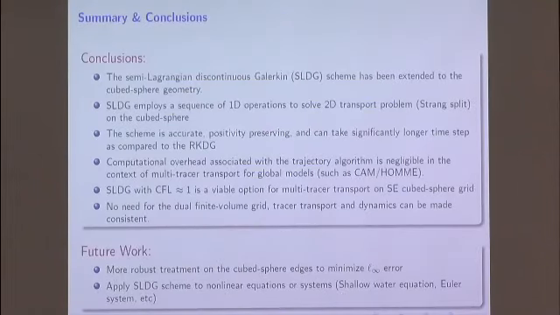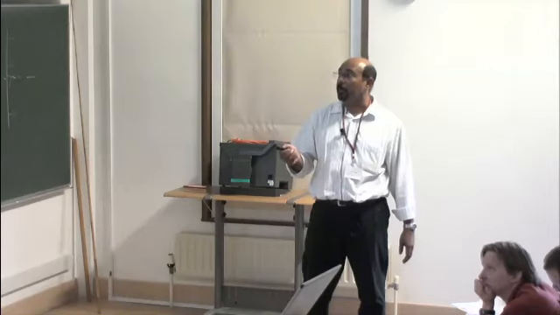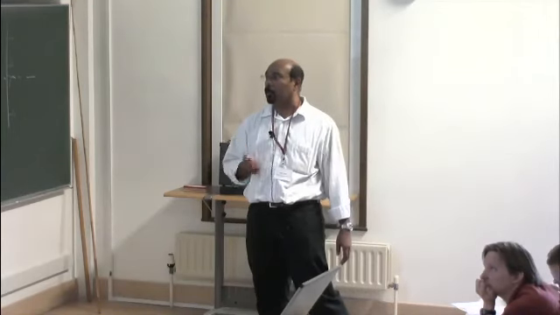Okay, now my conclusions. The semi-Lagrangian discontinuous Galerkin scheme has been extended to cubed-sphere geometry. SLDG employs a sequence of 1D operations to solve a 2D transport problem. It is a split method. The scheme is accurate, positivity preserving, and can use a significantly larger time step as compared to the RKDG method. So the computational overhead associated with finding the trajectories can be negligible if you want to transport hundreds of quantities, such as in the CAM-HOMME model, NCAR's CAM model.